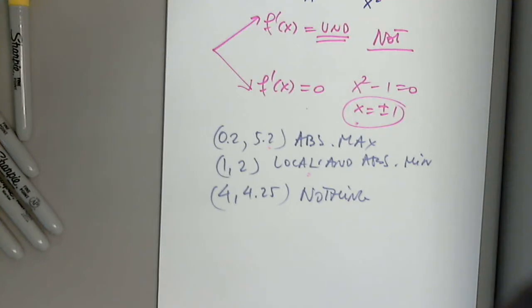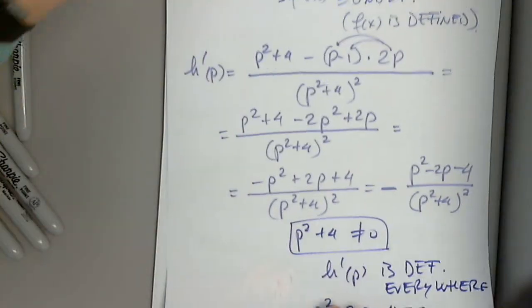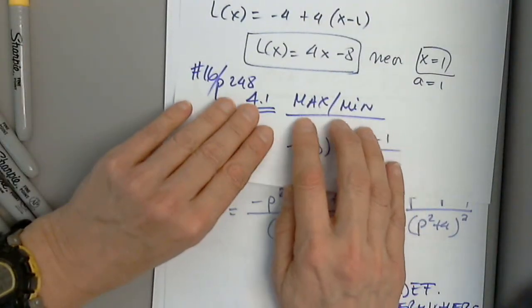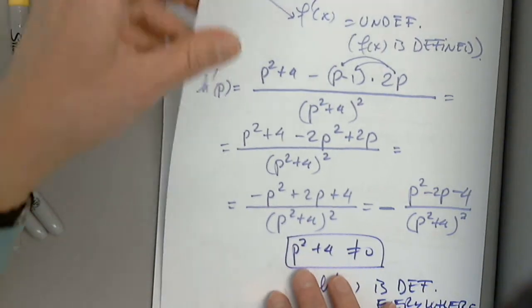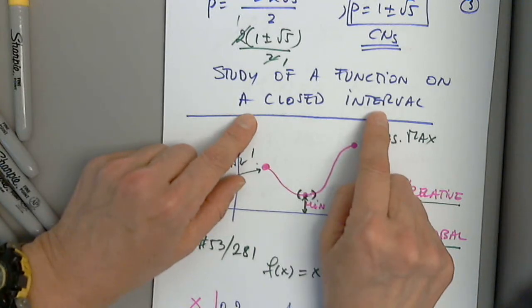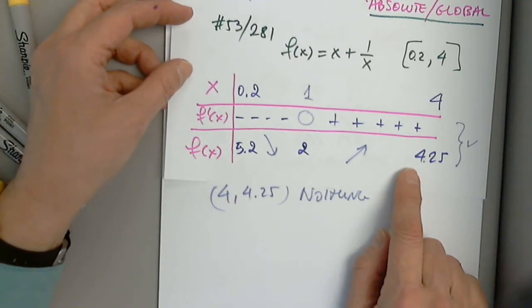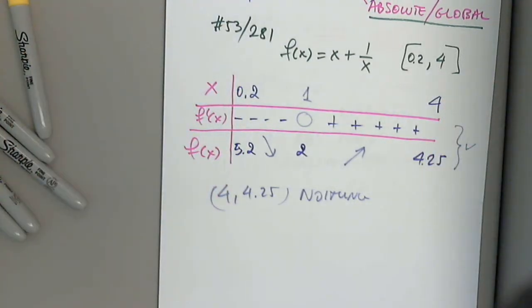So this was how to study a function when it comes to max min. So the whole topic in this section is max min. We're talking about max min in 4.1. So this is a special case in which we have a function that is given to us on a closed interval. And this is how we study what the function is doing on a closed interval when it comes to max min. So we determine the derivative. We determine the critical number or critical numbers. We study the sign of the derivative. We determine the function values at those points. And then we analyze what happens.